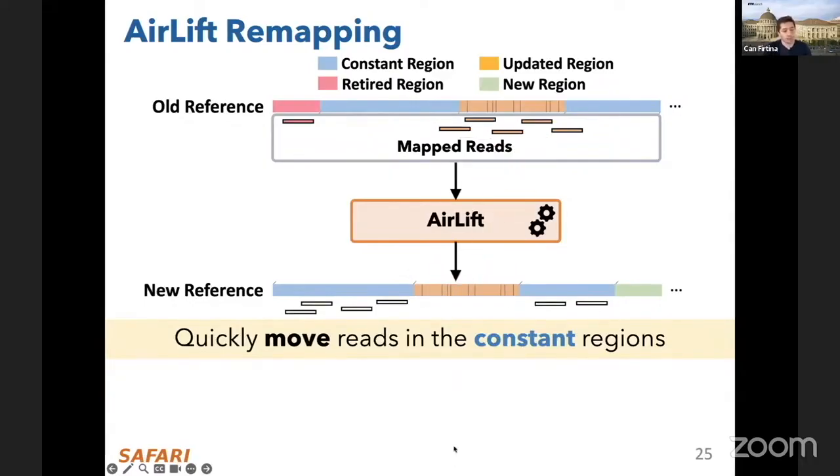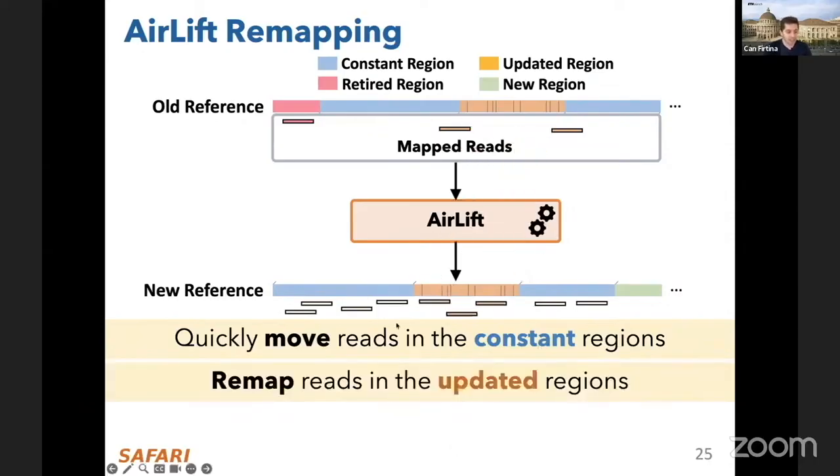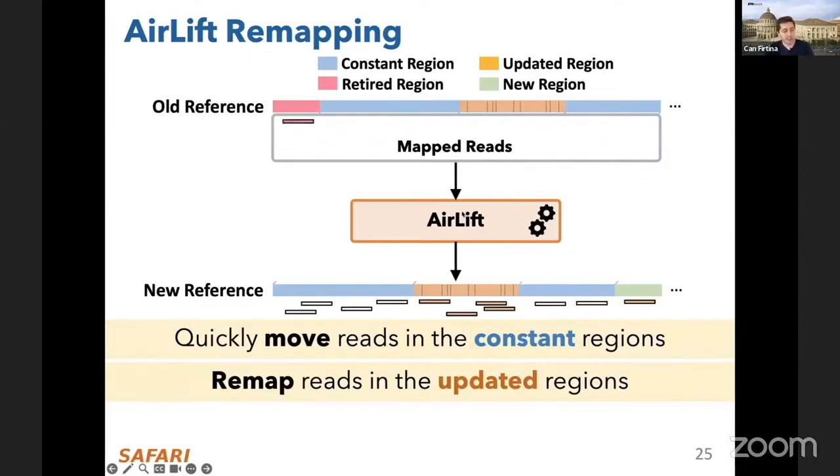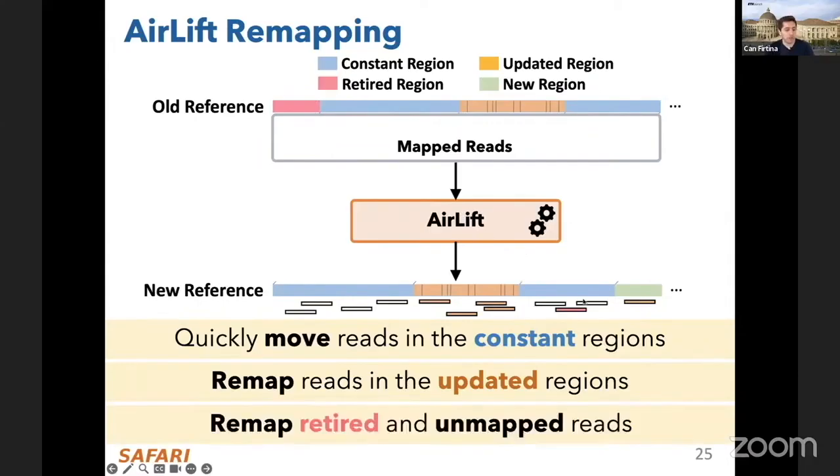What we then do is that we remap the reads in the updated regions. Those reads could be mapped to the same or similar regions, or they could be mapped to the new region, or they could be mapped to the updated region but at some other position in the updated region. And then last, we remap the reads in the retyped region to the new reference genome, so that we give them a second chance to be remapped in the new reference genome.